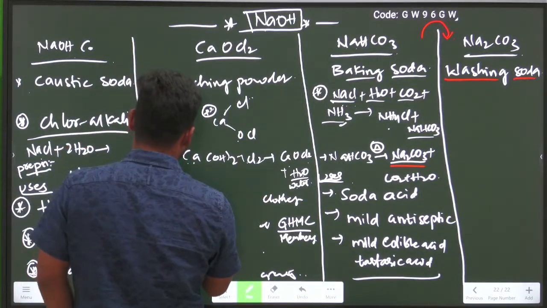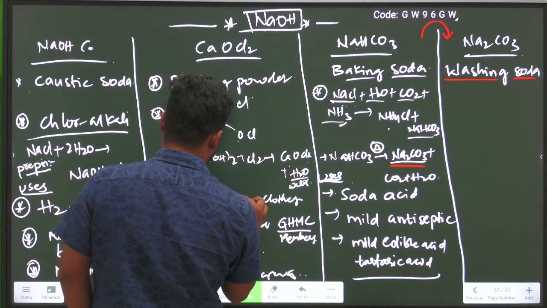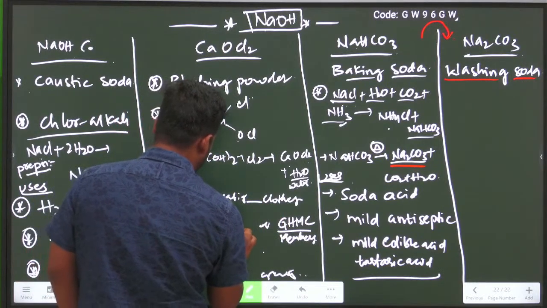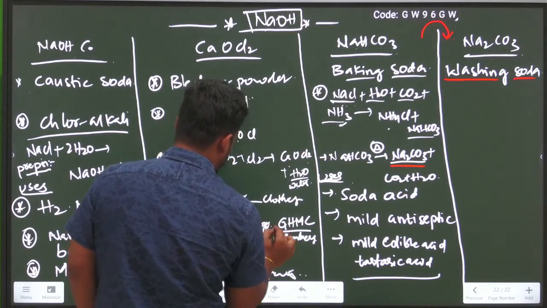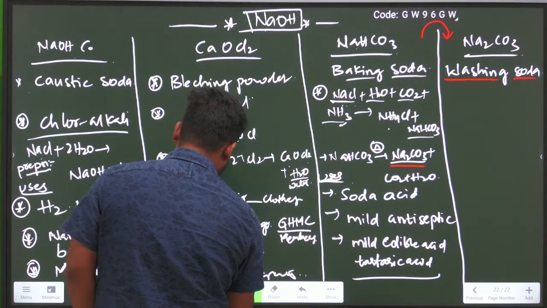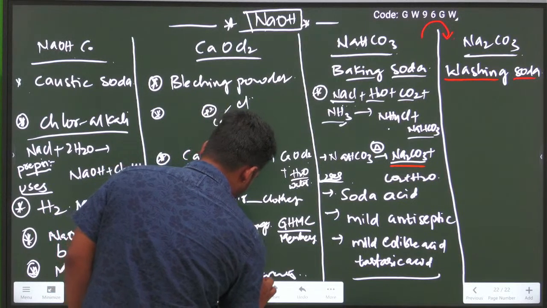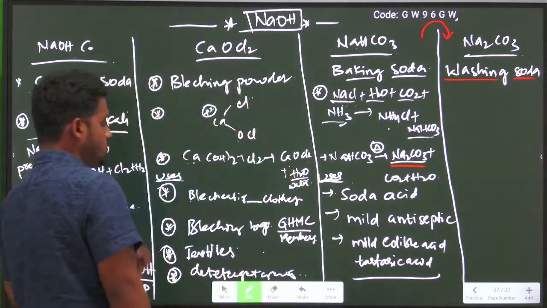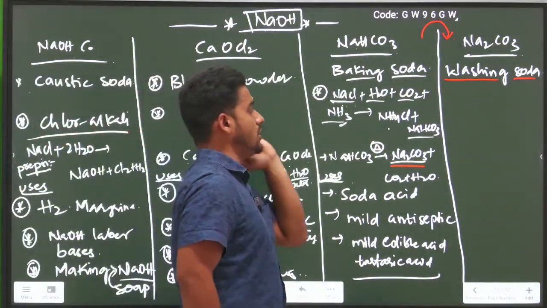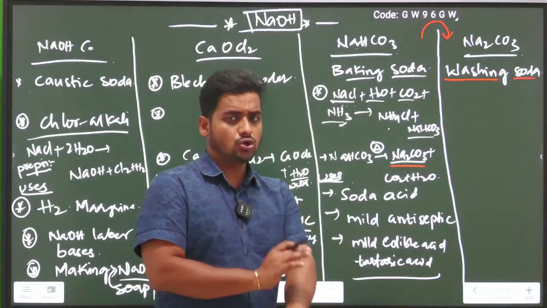Okay, bleaching powder is used in bleaching the cloths, and also bleaching powder is used by GHMC members. And it is used in textile industries. It is used as detergents, like this. So all these points you have to remember. If you are feeling gastric trouble in your stomach, you are going to add baking soda. Then what happens? Soda acid. It is a mild antiseptic to our skin.